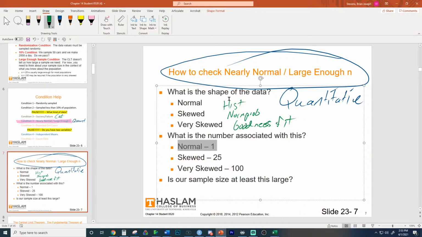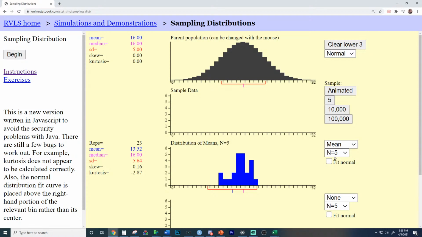Remember, we said it was normal to begin with. Then we say the number for normal is 1, and do we have at least that? Do we meet the condition? Do we have at least 1 right here? It's going to be nearly normal, and boom, you got it. Look at that. We met the central limit theorem.